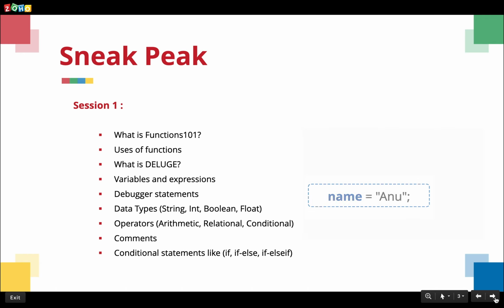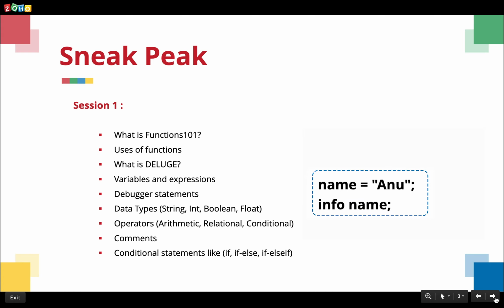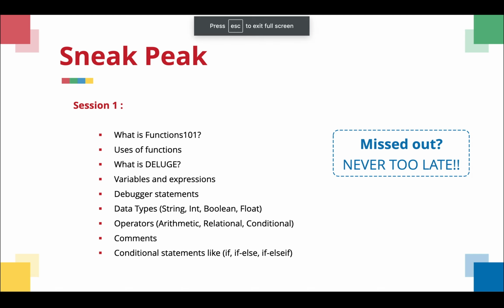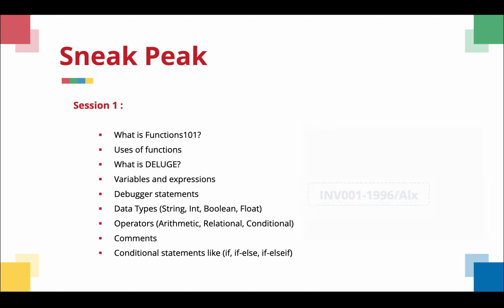Then we saw variables and expressions. Variables being keywords to store values, and expressions is basically putting together these variables, constants, and operators. Debugger statements, which allows you to display the final output. Data types like string, integer, boolean, and float. String being any alphanumeric value. Integers, the numbers without the decimals. Float is the numbers with the decimals, and Boolean is just a true or false sort of data. Now these are different types of data that we saw.